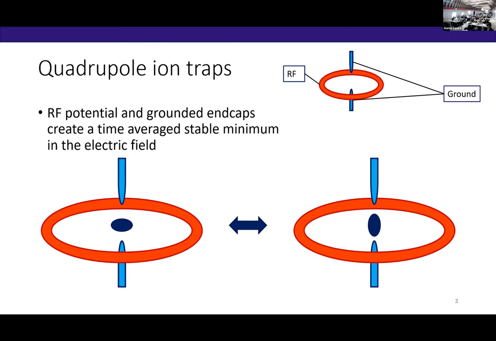Okay, so the basic ion trap consists of an RF ring and two end cap electrodes. This ring oscillates between positive and negative charge, which then alternates a pushing and pulling force on the ion. Over time, this gives us a time average stable minimum to the electric field where the ion can be caught. The two end cap electrodes contain the ion axially.